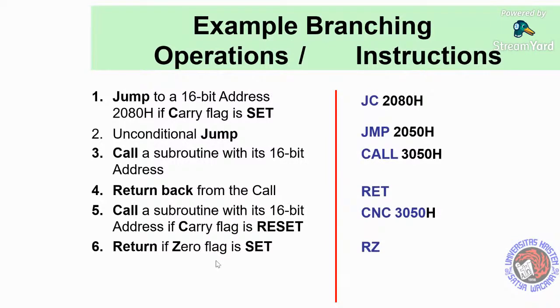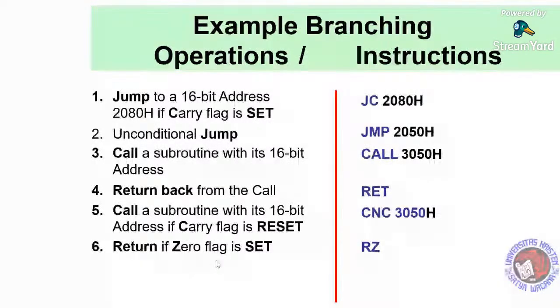Unconditional jump, then you do the JMP 2050. You can call a subroutine at a 16-bit address, then you can call this one. So please remember that your program should be at that location itself, the first location. For example, if you want to jump to location 2000, it means your first program should be at 2000. And then you do the return back from the call. You just simply type RET, and then you can call the subroutine with its 16-bit address. If the carry flag is reset, then you do CNC 3050 hexa, for example. You can return if the zero flag is set, you do the RZ instruction.